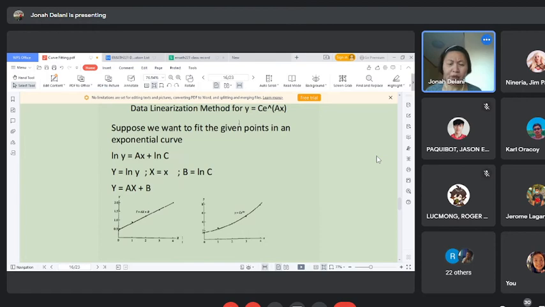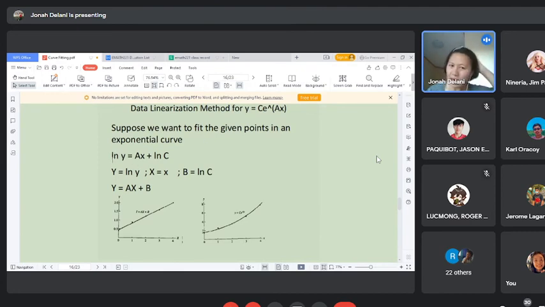Now, if we have an exponential equation, we would have to linearize first. For example, we have a certain set of points that is exponential in nature. If the shape looks exponential, we would have to linearize it first. It is an exponential curve, so we linearize it.